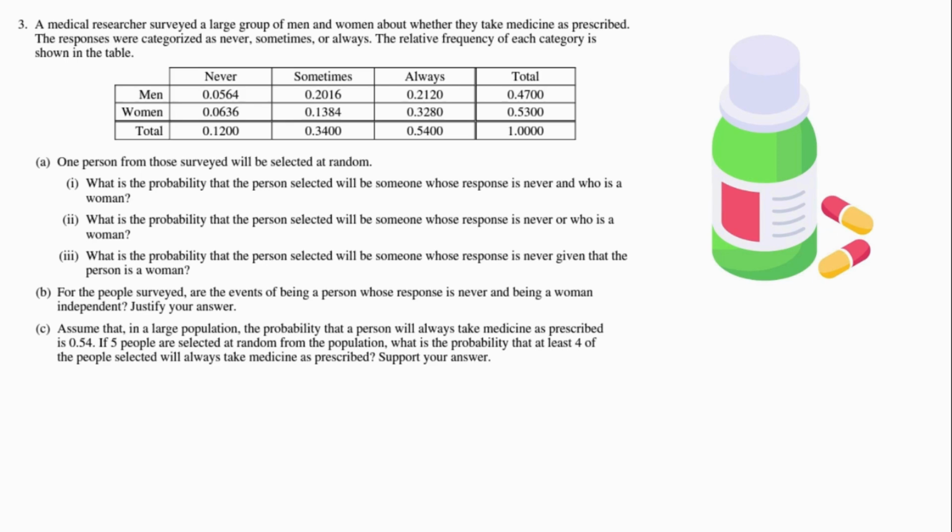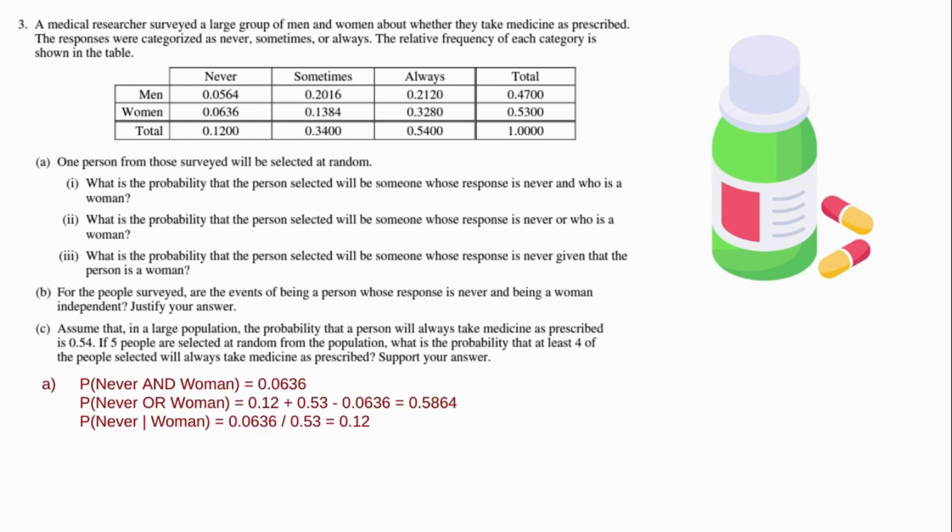Okay? Give this a go on your own. Try 1 through 3. They're all going to be a little different. Pause the video, try it, and unpause when you want to check. Okay, let's look at our answers. Probability of never and woman is 0.0636. You literally just have to read this cell right here and you got your answer. How about that for a free point?